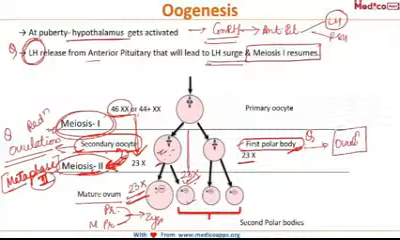I have already explained to you that at the time of ovulation, meiosis 1 resumes under the effect of the LH surge, and this will lead to the formation of the secondary oocyte and the first polar body. Now the second polar body is formed at the time of fertilization.